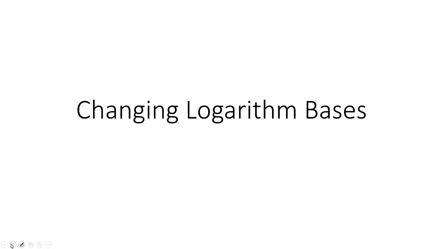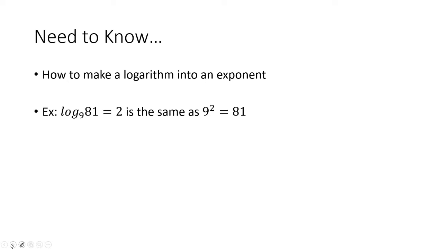Okay, we're going to take a look at changing logarithm bases. Before we do this, the only thing that you need to know is how to make a logarithm into an exponent. An example of this is where you take your base and put it to a power of whatever's on this side of the equals sign and then make it equal that. So log base 9 of 81 equals 2 is the same as 9 squared equals 81.